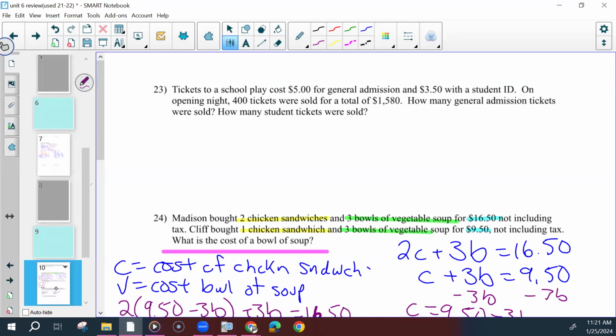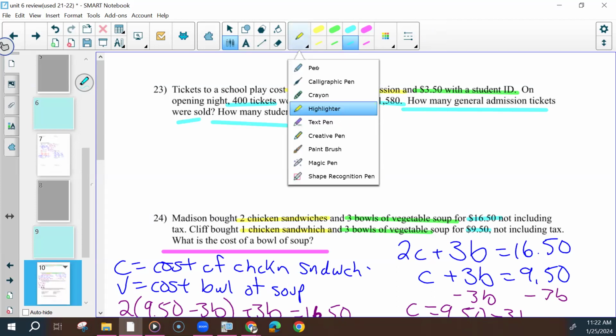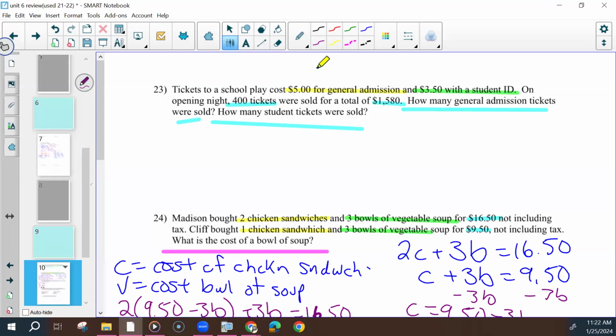Yes, okay. So important information, I'm just gonna read through this. Tickets to a school play cost $5 for general admission, $3.50 with a student ID. On opening night, 400 tickets were sold for a total of $1,580. And we're looking for how many general admin tickets were sold and how many student tickets. So your two variables, call them whatever you want. I'm gonna call them G and S, for number of general admin tickets and number of student tickets.